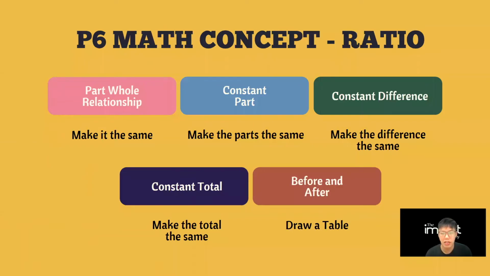Okay, so let's take a look at this. Now there are different parts in ratio and you all need to know how to identify. When you know how to identify, you know the approach. Okay, now: part whole relationship, constant part, constant difference, constant total, and before and after. In this video, I'll be focusing on constant part.